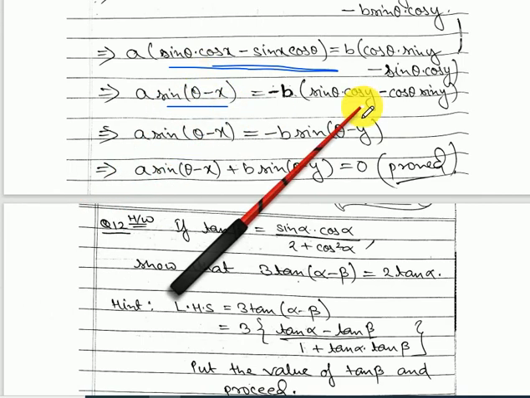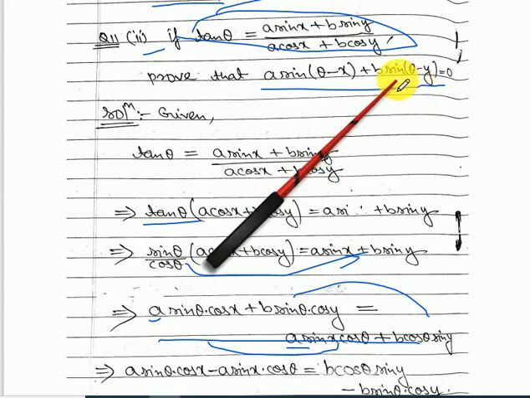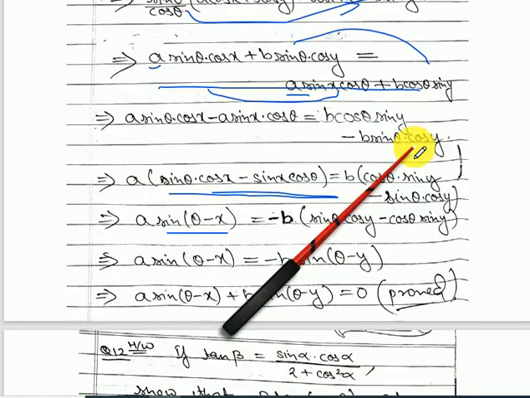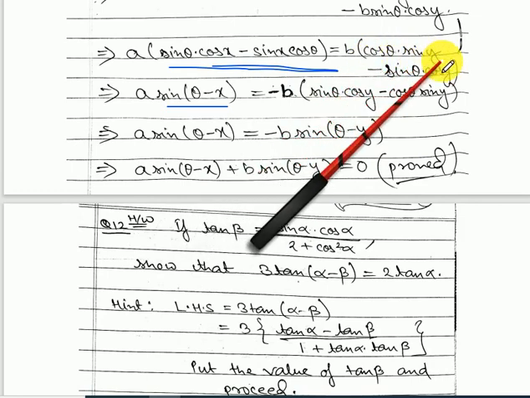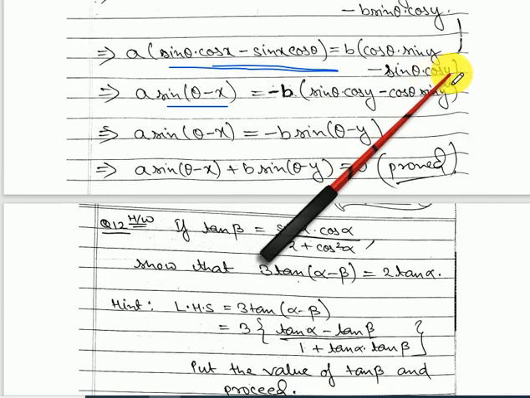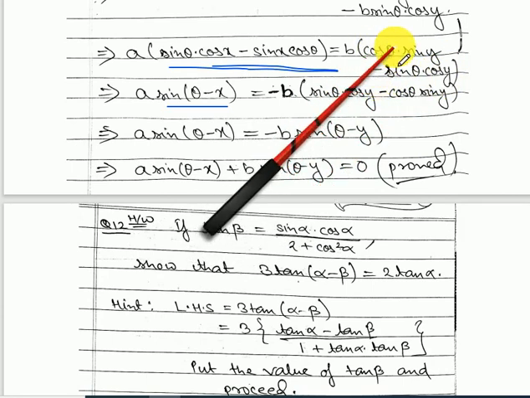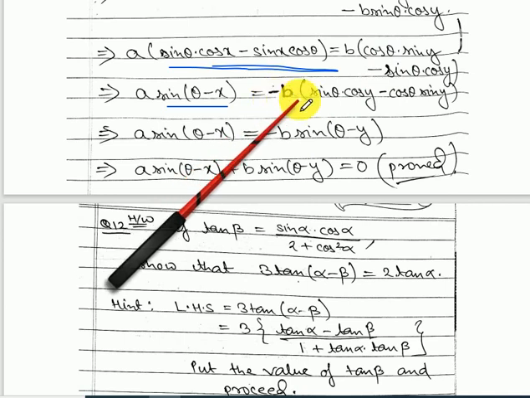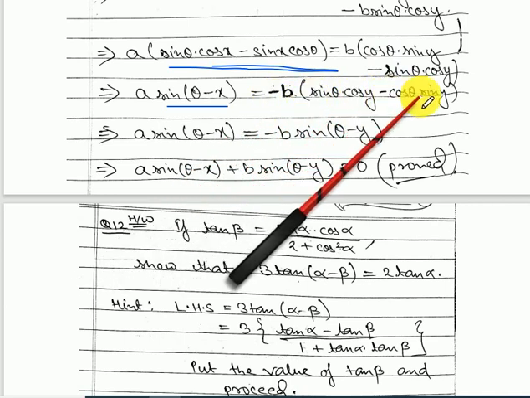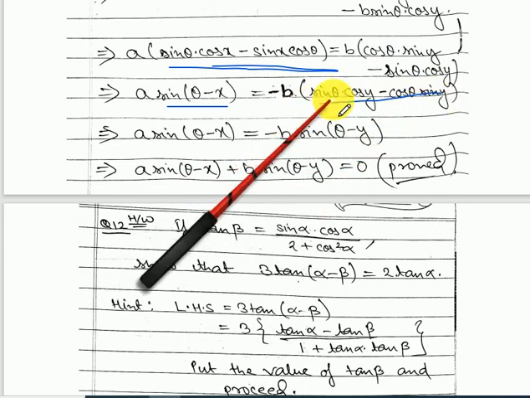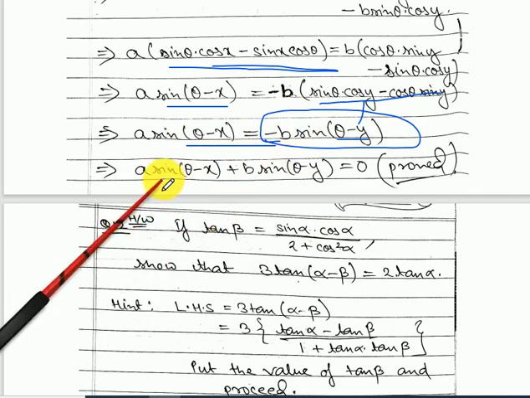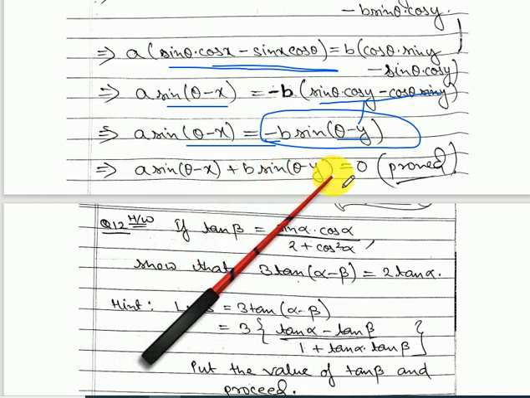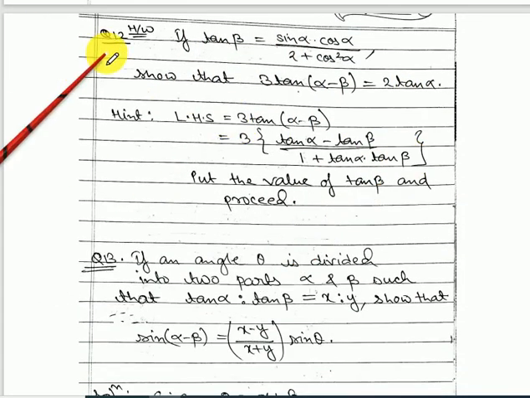Okay, and what we have to prove, actually here we need sin theta minus y. Right now we have cos theta into sin y minus sin theta into cos y. So what we can do is take minus sign common from this bracket, so we get minus b in bracket sin theta into cos y minus cos theta sin y. Now this is expansion of sin theta minus y. Now this part can be taken to the left hand side, so you get a sin theta minus x plus b sin theta minus y equal to 0. Proved.